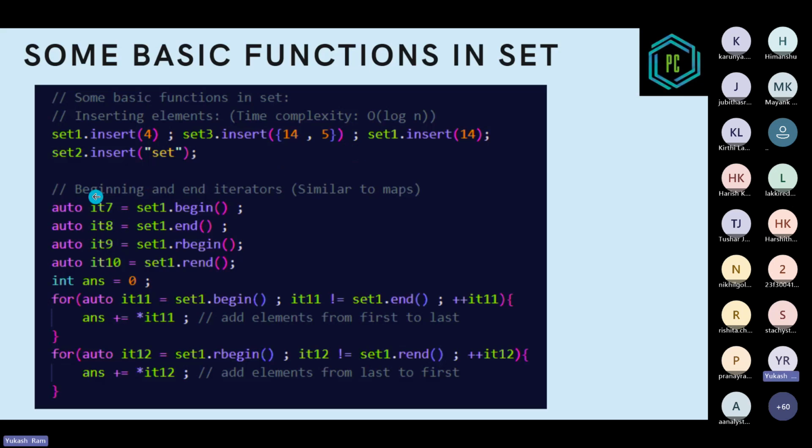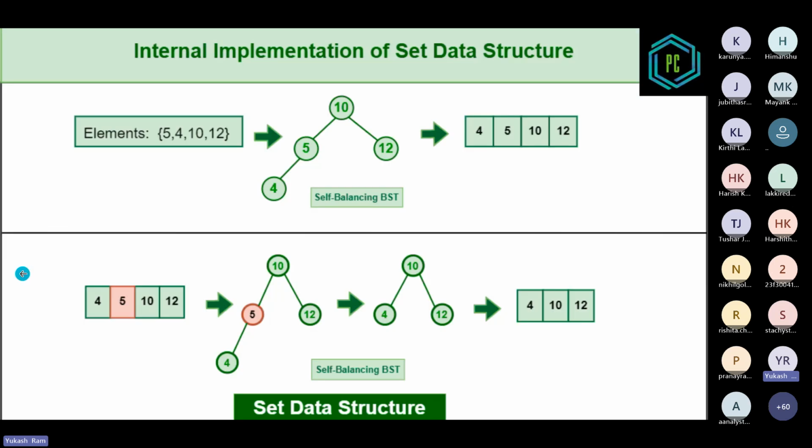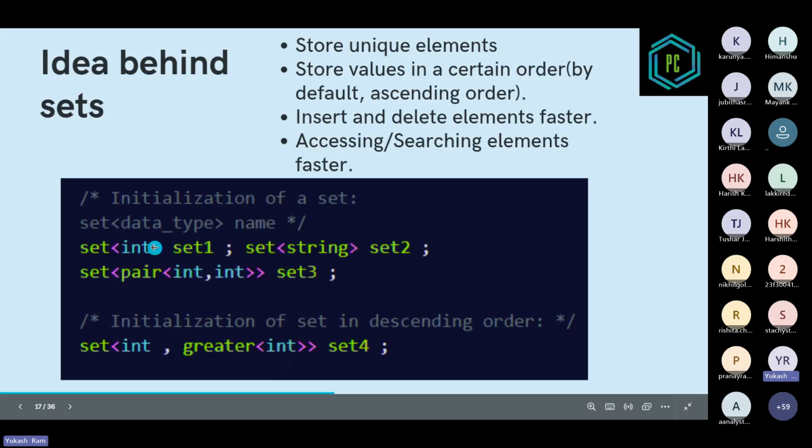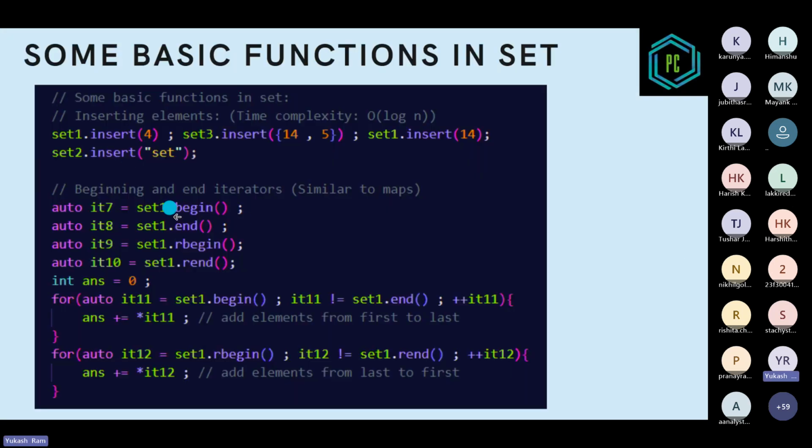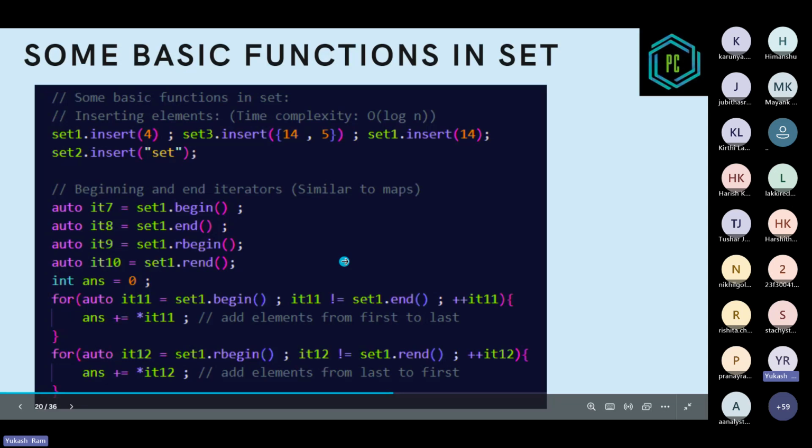Then we have beginning and end iterators: dot begin, dot end, dot rbegin, dot rend. Same thing, similar to maps. So this is again the common way of iterating over the set, when you have to iterate from the start to end. Set one was a normal set, so by default the integers are stored in ascending order.